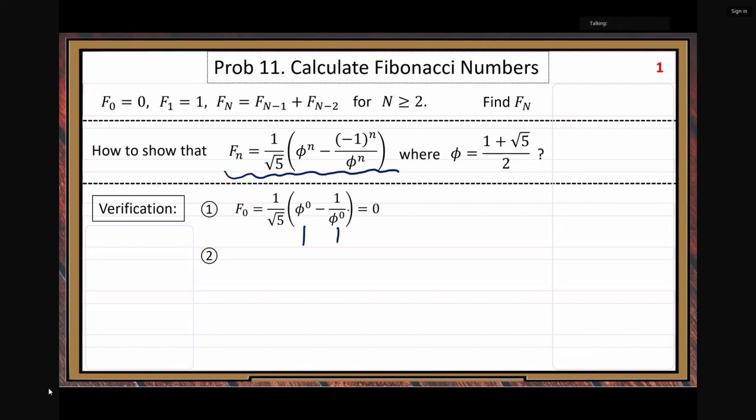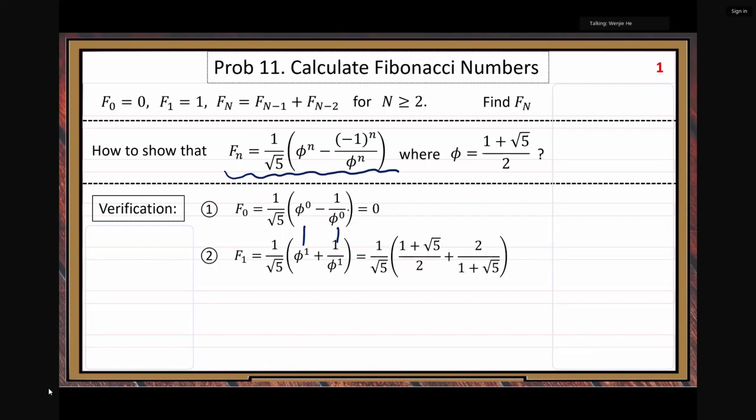Second step, when n equals 1, now we need to calculate a little bit. All right. Phi to the first, let's just copy the value. Then plus, because negative, negative, plus. 1 over phi to the first, the reciprocal, is 2 over 1 plus root 5.